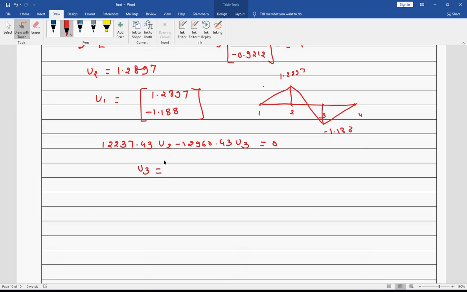So 1237.43 divided by 12960.43. I am getting positive 0.9442 U2. So just let me know whether this is correct or not.